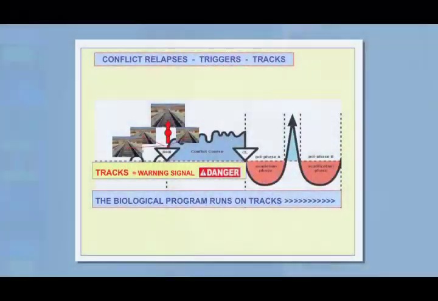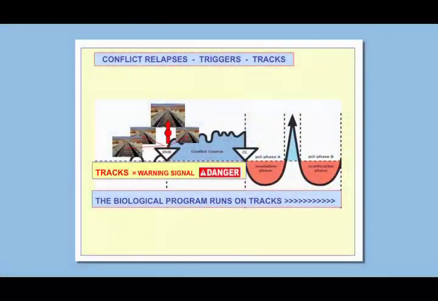But there's a reason for that. The biological purpose of the tracks is to be a warning signal, an alarm signal, saying last time you were at this location, last time you saw this person, last time you went by this hospital, last time you saw this type of car, you had a conflict, so watch out and stay away.